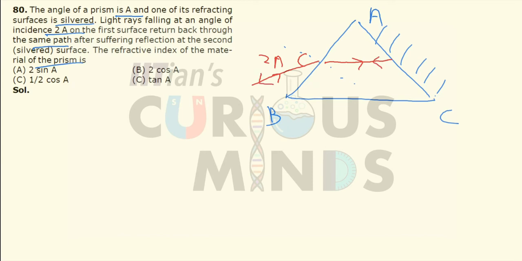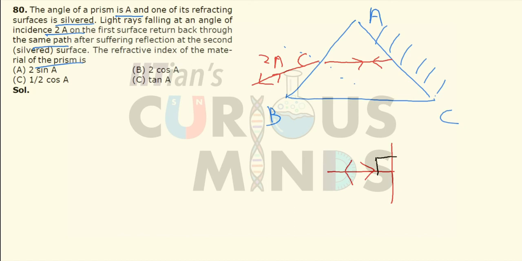If it returns to its original path, let us concentrate on the surface AC for the time being. The incident ray after reflection, if it follows the same path, it means that the angle of incidence and the angle of reflection is 0. Then only I can say that the incident ray and the reflected ray will overlap each other. So I can say that the angle of incidence and the angle of refraction is equal to 0. So the ray itself is normal over here.